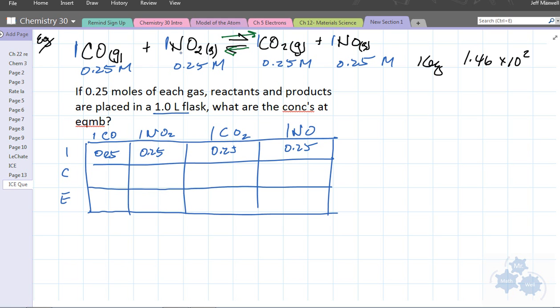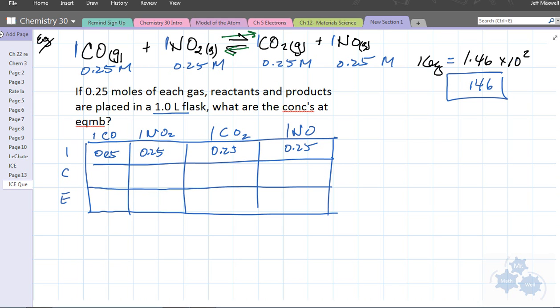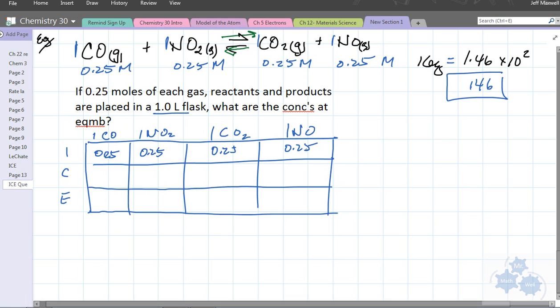Anybody agree with that or disagree with that or have any other ideas? Okay, it's balanced. What's the KEQ there? What's the KEQ constant? 1.46 times 10 to the 2. So that's 146. What does that tell you about the equilibrium of this system? That the products are favored, right? So the products are going to end up with higher concentrations than the reactants. That's your key right there.